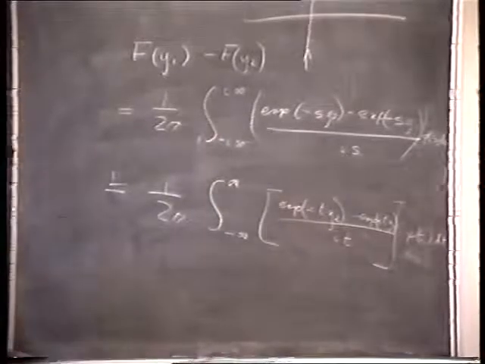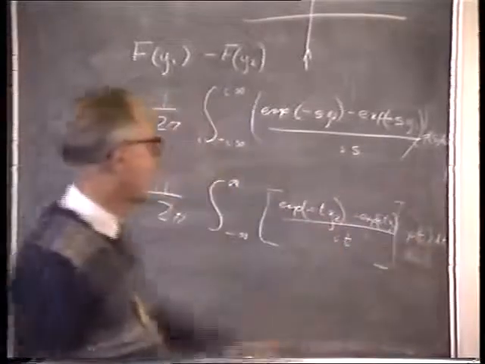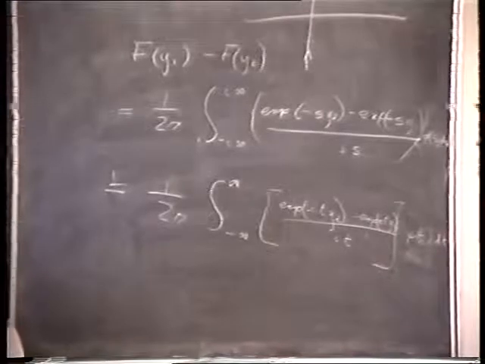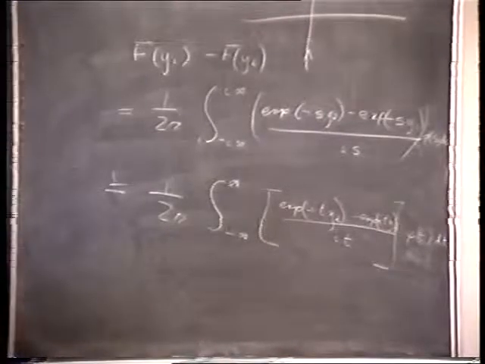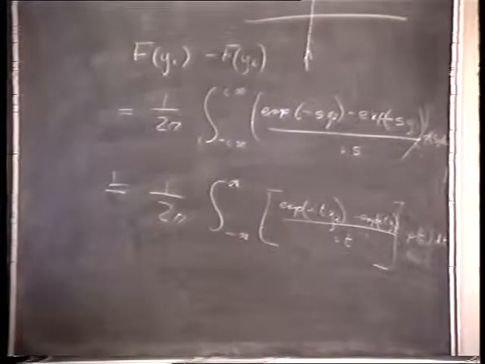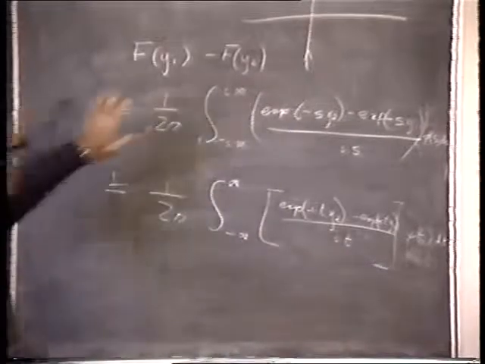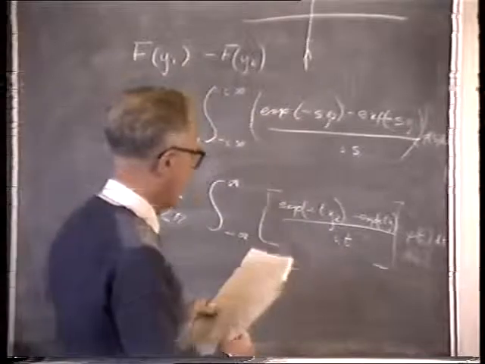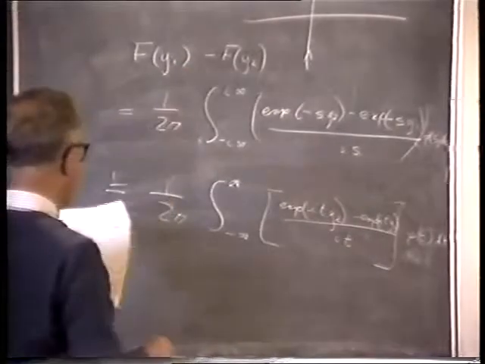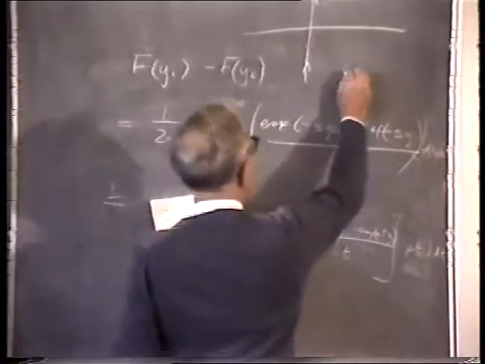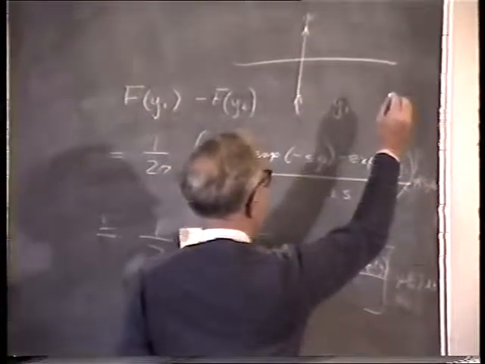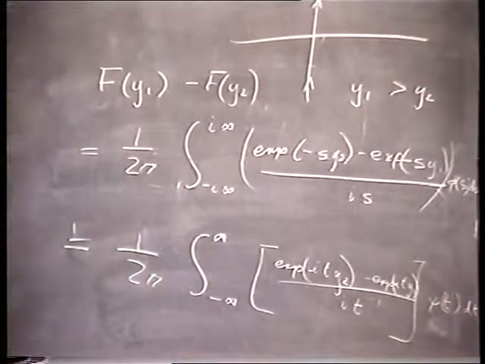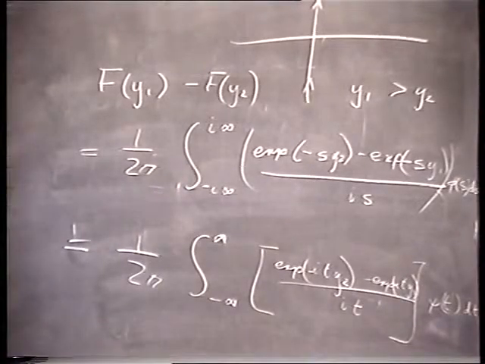Well, you see how the i's work out fairly easily once you put ds equals i dt and s equals it in there. Now that's okay, but of course what we really want to do is to say what F of y is for some particular value of y. This formula holds true where y1 is greater than y2, but one might as well specify that y1 is greater than y2, just to be a little more definite about the formula.